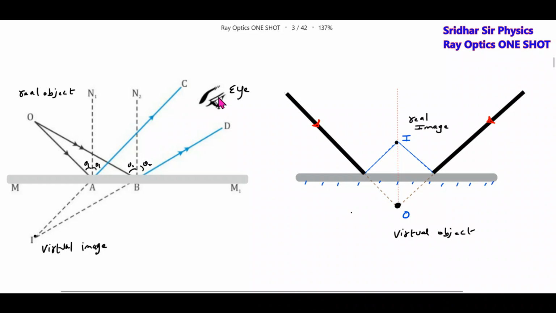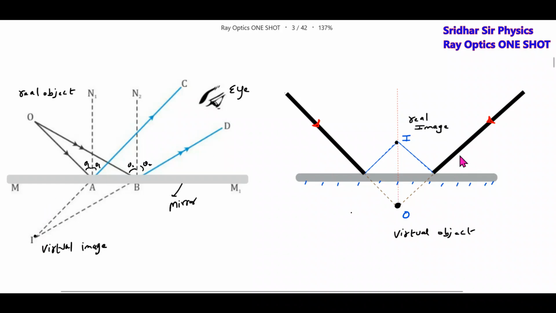When they enter into I, the eye, the human eye will see the image of this object. The image will be visible when the reflected rays from the mirror enter into the eye. Then the eye is able to see the image. So for a real object, a virtual image.